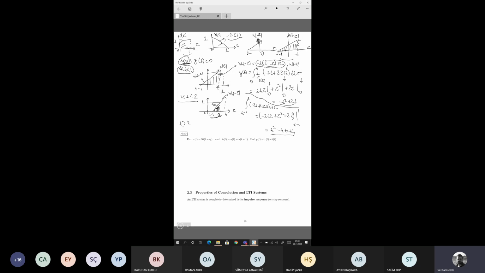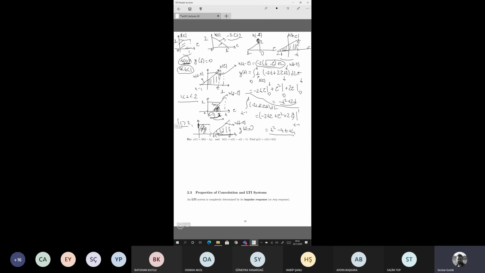But t larger than 2. If t is larger than 2, this t minus 1 is going to the right of 1. Let me draw this. This is again x of tau, this is 1, this is 1, and this is h of t minus tau. This is t minus 1 and this is t. Those two signals have no intersection, and in this case, y of t is simply 0.